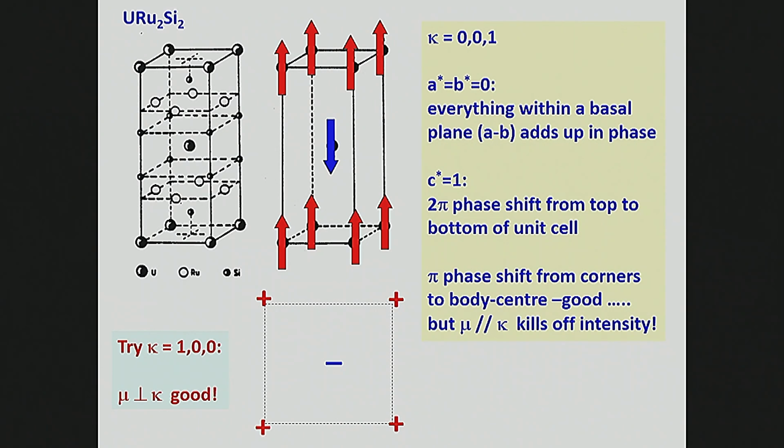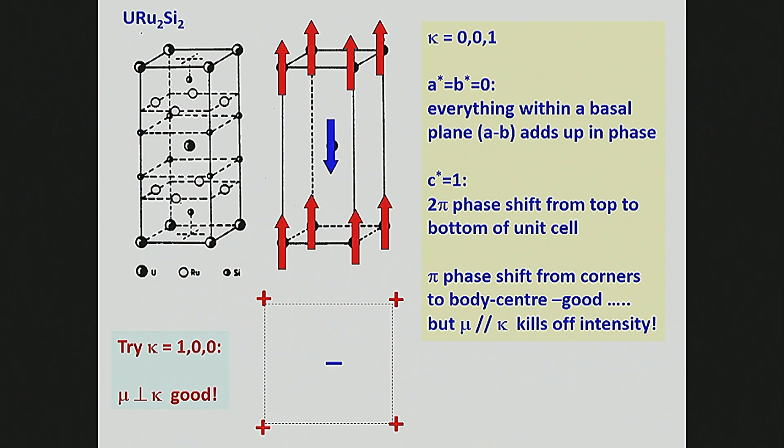So then let's look at this structure from the top down, and we see we've got up spins at all the corners and down spins in the middle. And we're going to add things together in phase in both the y and the z direction, and with a phase factor of 2 pi in the x direction. So again, we're going to add these together with a phase factor of 2 pi across here. So that's pi across here.